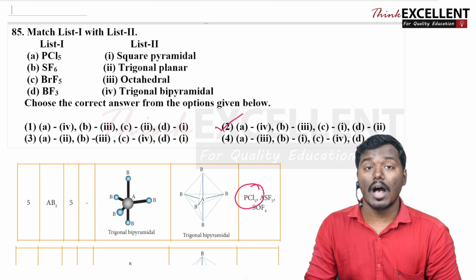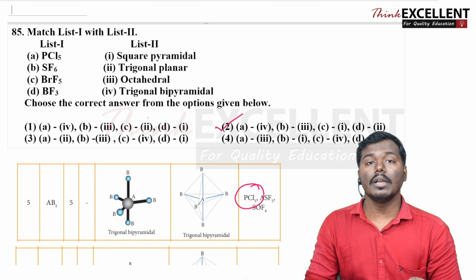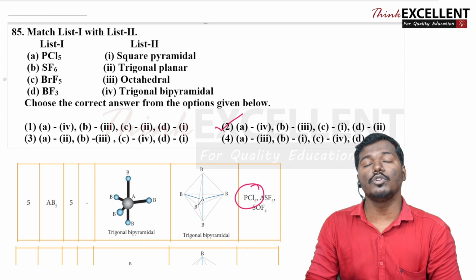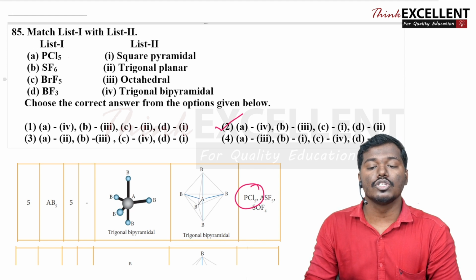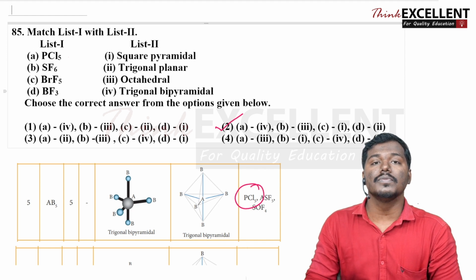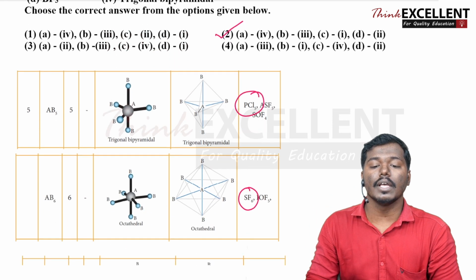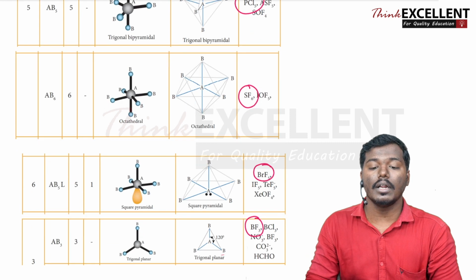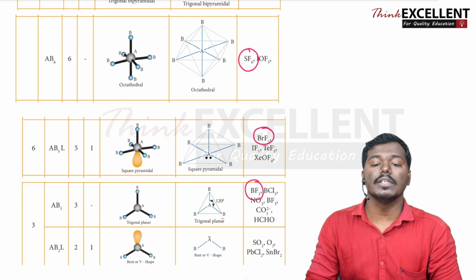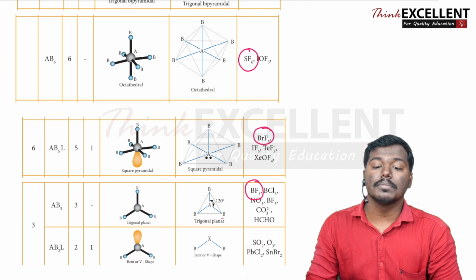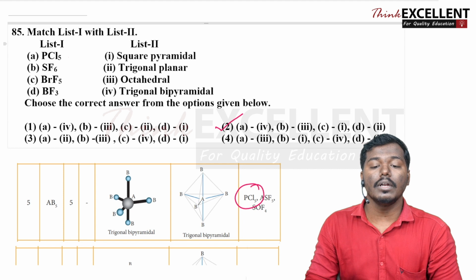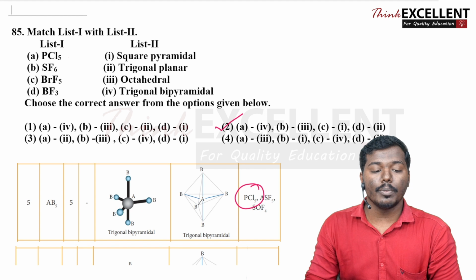Here you can see that it is asked from the chemical bonding. So adula pathina 4 molecules kuduthirukanga, adodiye shapes kuduthirukanga. So you have to match the list 1 with list 2. So all the 4 molecules which is given in our book, that is PCl5, you can see that it is trigonal bipyramidal, SF6 it is given octahedral, as well as BrF5 it is given square pyramidal, as well as BF3 it is given trigonal planar. So you can match this one so that you will get the correct answer, that is 2. Okay, so next we are going to question number 86.